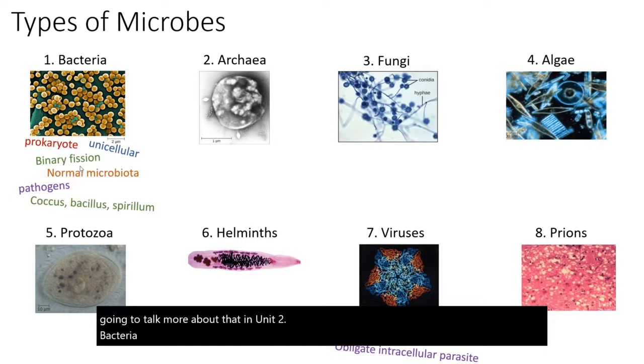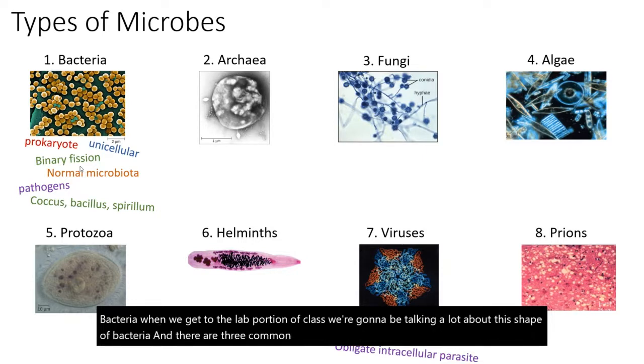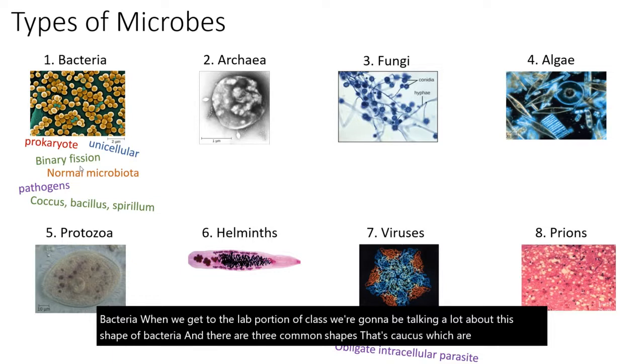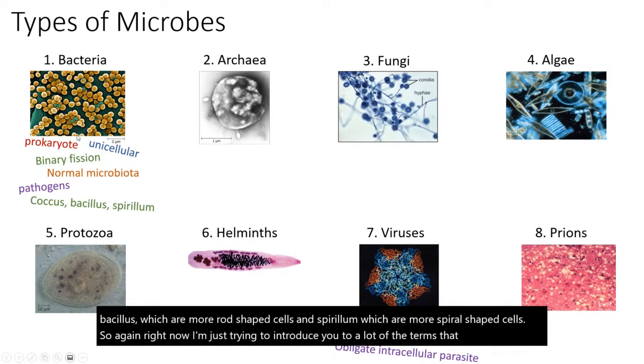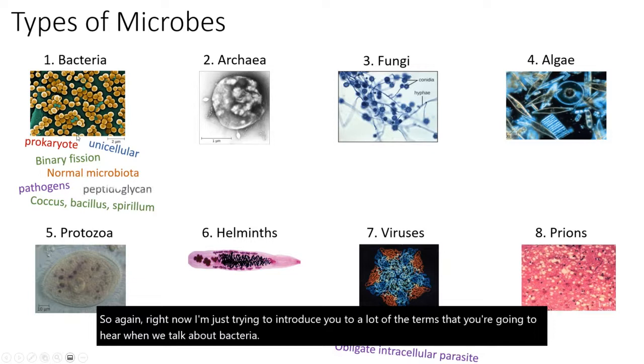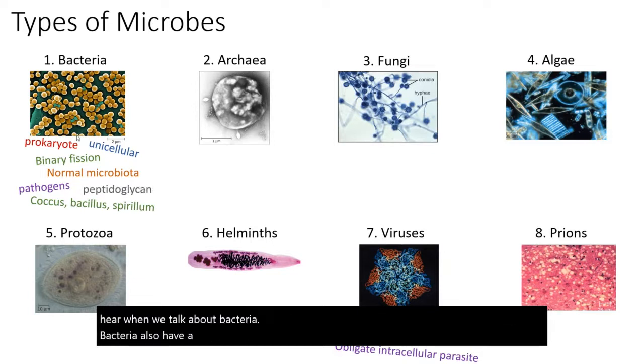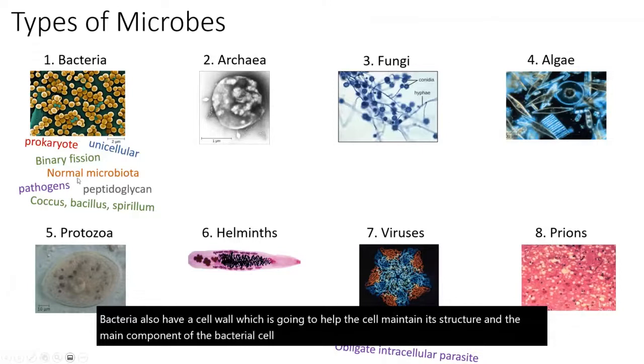When we get to the lab portion of class, we're going to be talking a lot about the shape of bacteria. And there are 3 common shapes. That's coccus, which are spherical cells, bacillus, which are more rod-shaped cells, and spirillum, which are more spiral-shaped cells. Again, right now I'm just trying to introduce you to a lot of the terms that you're going to hear when we talk about bacteria. Bacteria also have a cell wall, which helps the cell maintain its structure. The main component of the bacterial cell wall is peptidoglycan. We'll talk a lot more about that later in this unit.